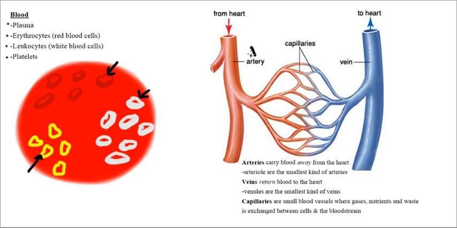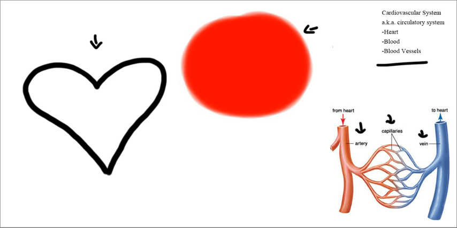Blood vessels, again, arteries, capillaries, and veins. Smooth muscle controls the size of blood vessels. Arterioles are the smallest kind of arteries. Venules are the smallest kind of veins. Capillaries are small blood vessels where gases, nutrients, and waste are exchanged between the cells and the bloodstream. And that is a quick overview of the circulatory system.